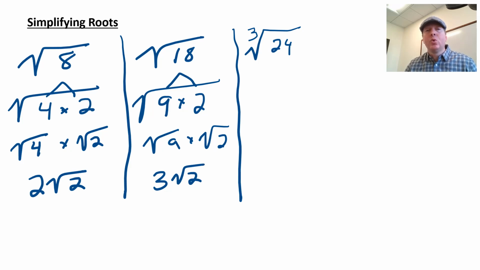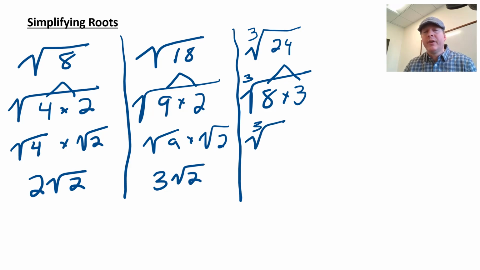Well, you asked, does 24 have any factors? Is it divisible by anything that is itself a perfect cube? And the answer is yes. 24 is divisible by 8. 8 is a perfect cube. 24 is 8 times 3. So the cube root of 24 is the same thing as the cube root of 8 times 3. Well, that's the same as what? The cube root of 8 times the cube root of 3.